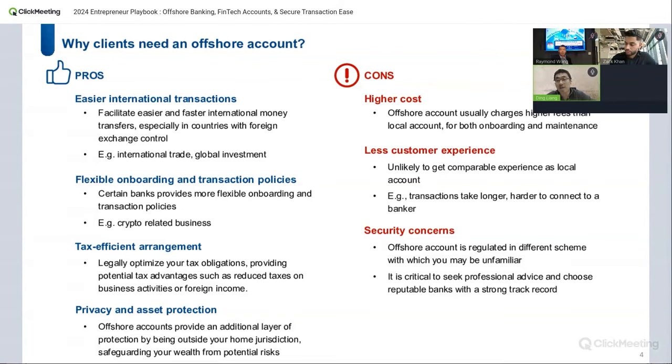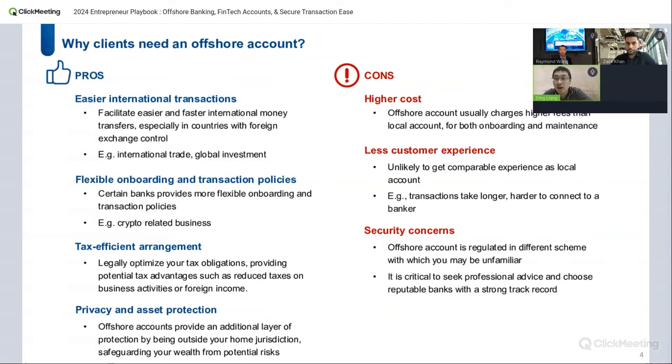And their banking facility is typically not as good as those huge banks. So for example, the transactions may take longer. So it takes 2 days for HSBC to get your money from the US to Hong Kong, but it may take 5 days if you are using offshore accounts. Also, it might be harder to get connection to a banker, to talk to a banker if you have any troubles in your transaction. So this happens in a lot of offshore banks.